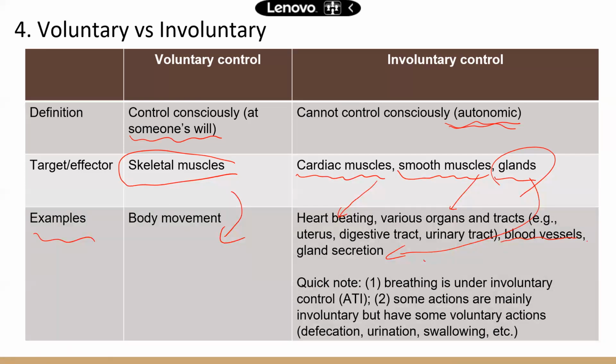But for the most of the time, breathing is under involuntary control. It is autonomic, right? For example, when you're sleeping, you're unconscious, but the breathing still happens, right? Otherwise, you'd be dead in your sleep. So in that aspect, breathing is under involuntary control, although it does have some aspects of voluntary actions. But we're just going to follow what ATI says. So if you see breathing, it's going to be under involuntary control.